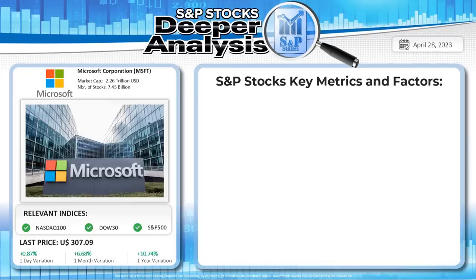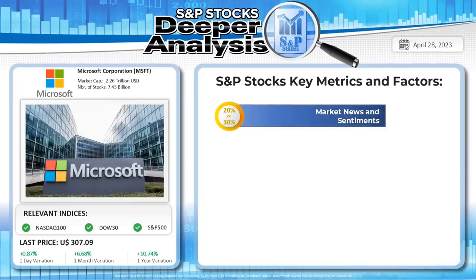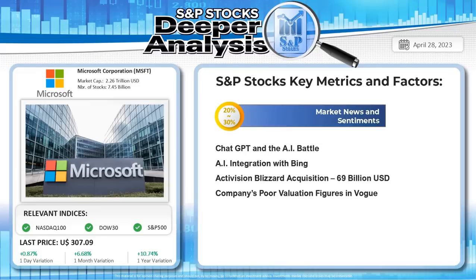Moving on to market news and sentiments, this is a crucial factor in our analysis, even when there are no significant positive or negative events. It helps us gauge the market environment, at least in the short term. For Microsoft, as well as we said for Google, we believe the most relevant news at this moment revolves around ChatGPT and the artificial intelligence competition, where Microsoft seems to be ahead of competitors like Google.